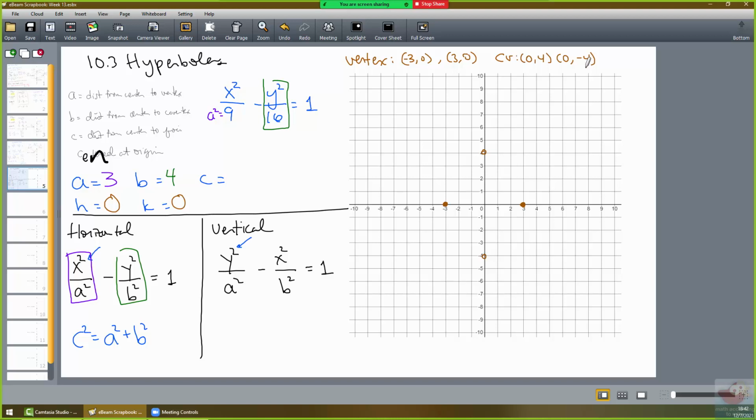Unlike for an ellipse, the co-vertices are not actually part of the graph. The vertices are, but not the co-vertices. I put open circles for my co-vertices. You don't have to. It's not to say the b is not important. It's still very, very important. So instead of drawing an ellipse like we would have done in 10.2, what we now do is we create a box. So we'll go up into the co-vertex, go over to the other vertex, go down all the way to the other co-vertex, go over to the vertex. You know how to make a box.